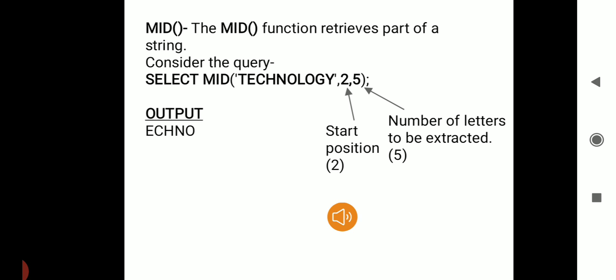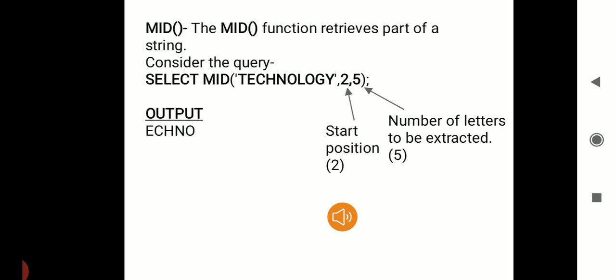In this slide, I will be explaining you about the mid function. Now see the definition at the top. Mid function. The mid function retrieves part of a string. The example below will make you understand. The example is a query. Check the query. Select mid within bracket technology, 2, 5 followed by semicolon.